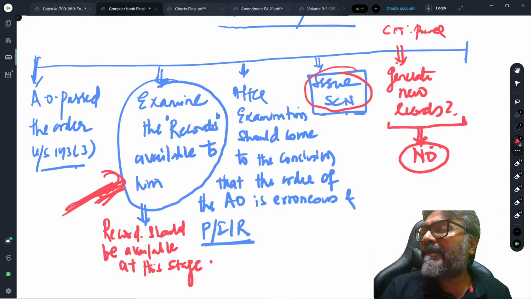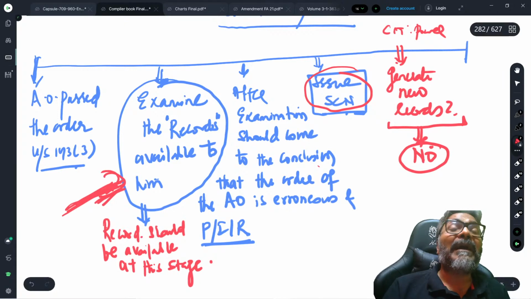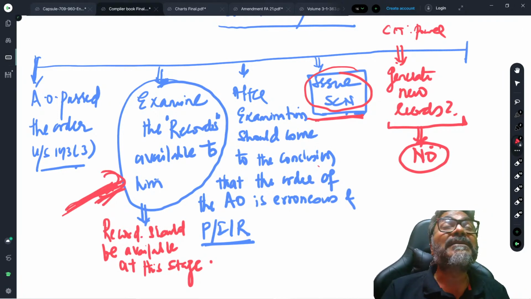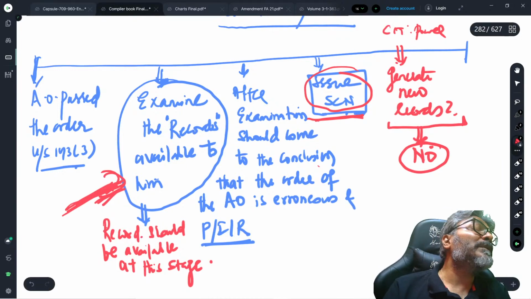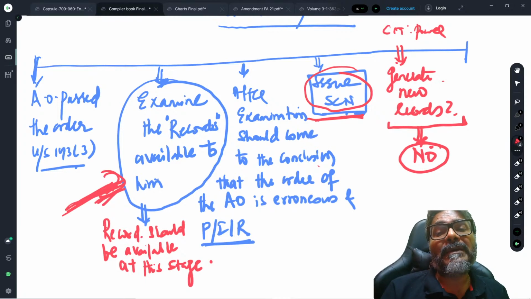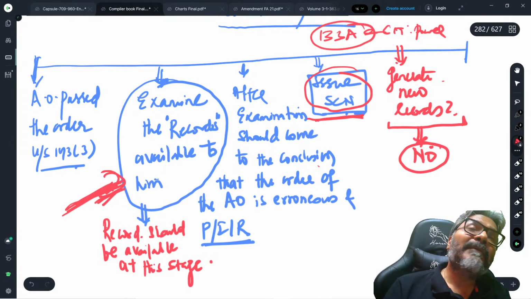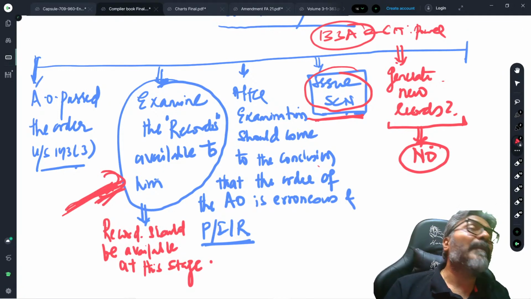But there can never be a situation that after he has started the proceedings by issuing a show cause notice, something new is sought to be generated. And how could something new be sought to be generated? Maybe this CIT would have exercised the power of survey. He would have told them to do the survey, more things will come out. And that is what he is doing.